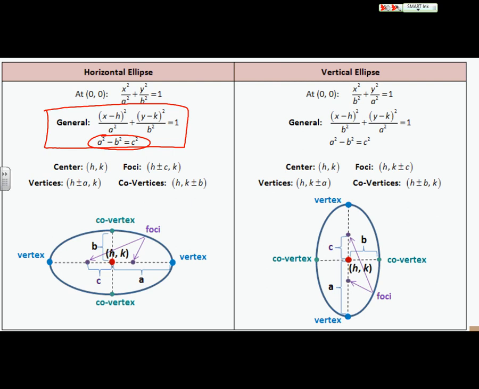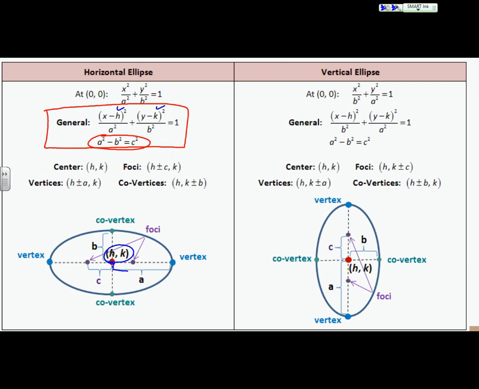Okay, so my center is still going to be at (h, k), right? So I've still got it right here at (h, k), and that's the same (h, k) that we dealt with when we did the parabola. So that's not going to be much different, except this time it's called the center, not the vertex.